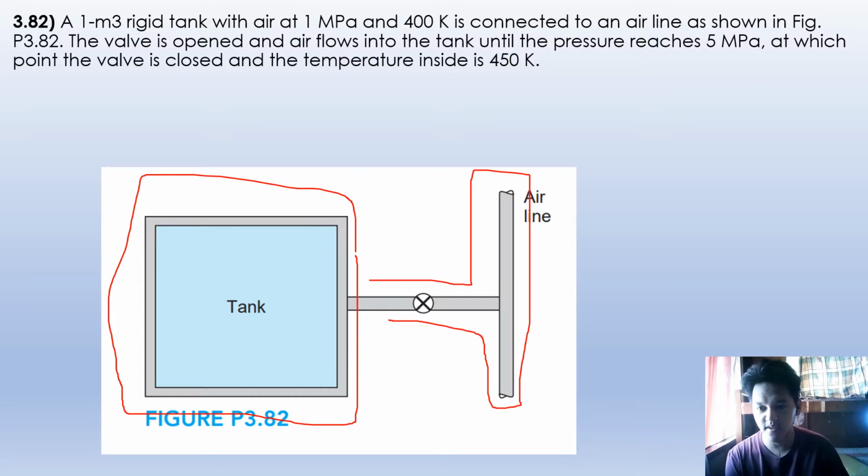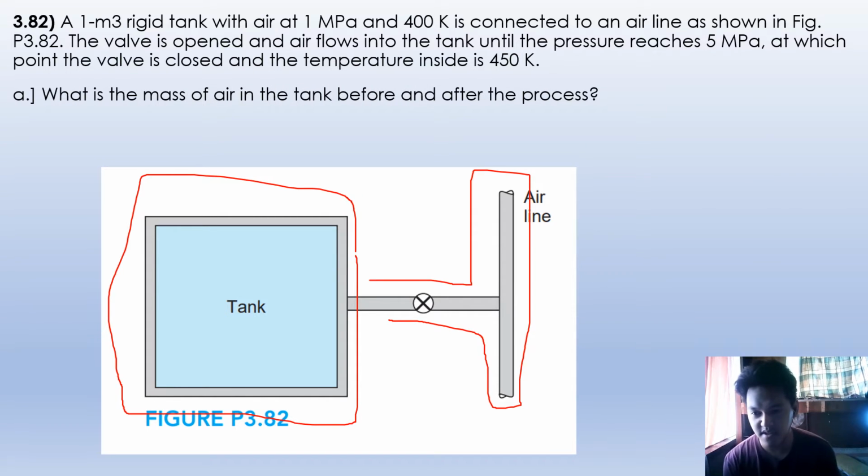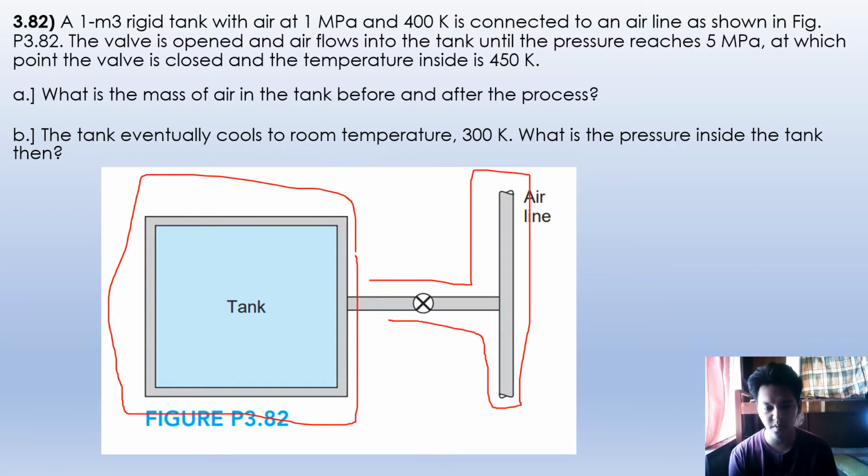The valve is opened and air flows into the tank until the pressure reaches 5 megapascal, at which point the valve is closed and the temperature inside is 450 Kelvin. Letter A, what is the mass of air in the tank before and after the process? In letter A, we're going to compute two masses, before and after: mass of air 1 and mass of air 2. Letter B, the tank eventually cools to room temperature, which is 300 Kelvin. What is the pressure inside the tank then?